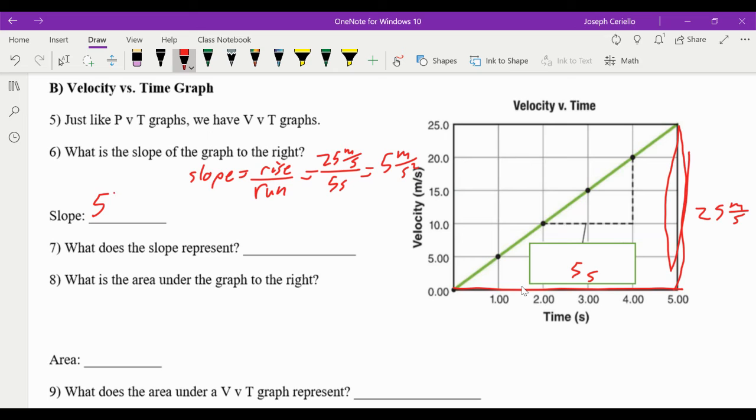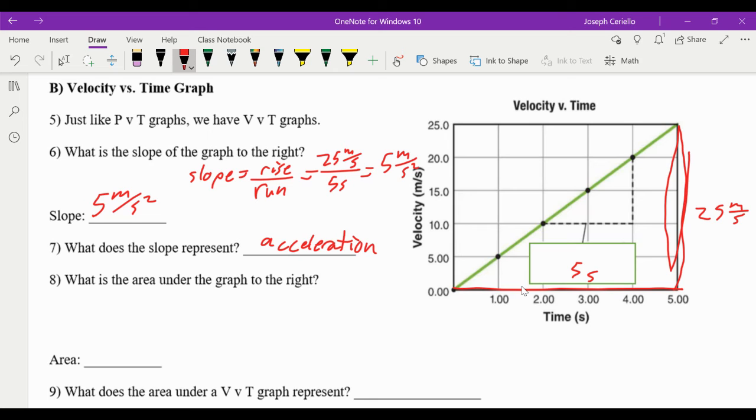So that's my slope. Now the question is, what does the slope represent? I just showed you. How did I just show you? Look at the units on the slope. Meters per second squared. So meters per second squared represents acceleration. All right. So there you have it. Slope of velocity versus time is acceleration.